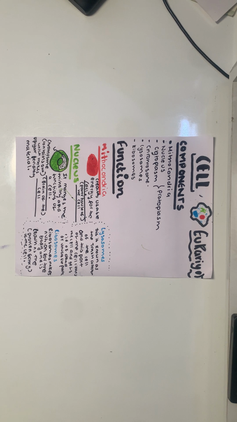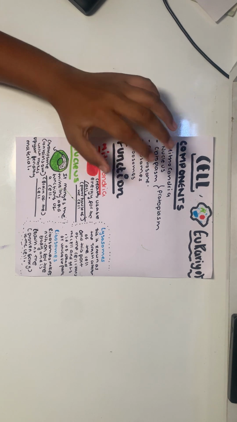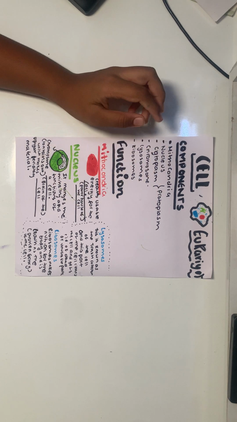So the eukaryotic cells is what we're going to be talking about today. Next part we're going to talk about the prokaryotic. Okay, let's get started. The components of a eukaryotic cell are mitochondria, nucleus, cytoplasm. The nucleus and the cytoplasm together are called the protoplasm.